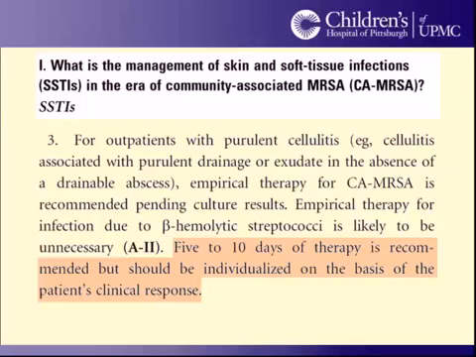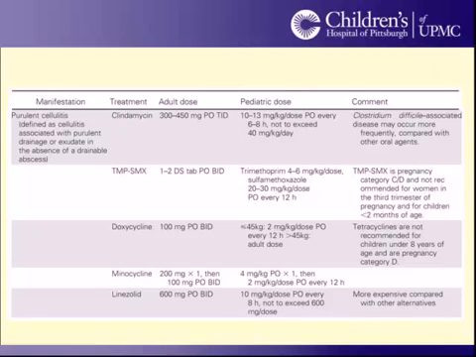Empiric therapy for beta hemolytic strep is likely to be unnecessary when you have a significant abscess. Beta strep is much more likely to cause simple cellulitis. And 5 to 10 days of therapy is recommended, but there's really no evidence for what course you should provide and it should probably be individualized per practitioner as well as patient. This is some of the antibiotic choices, as I mentioned before, with doses for adults and pediatric patients. As you can see, a lot of different options are available.